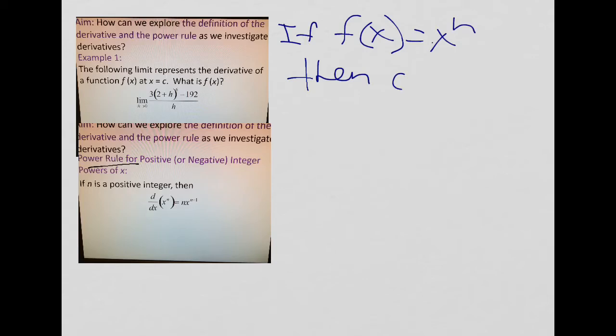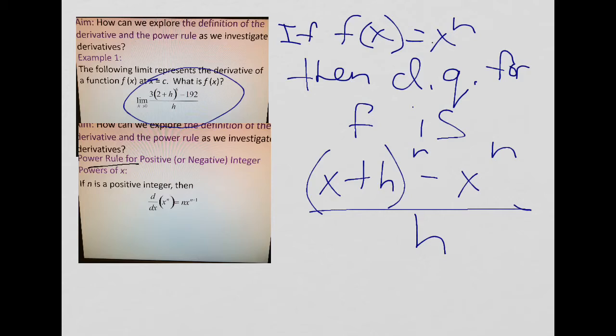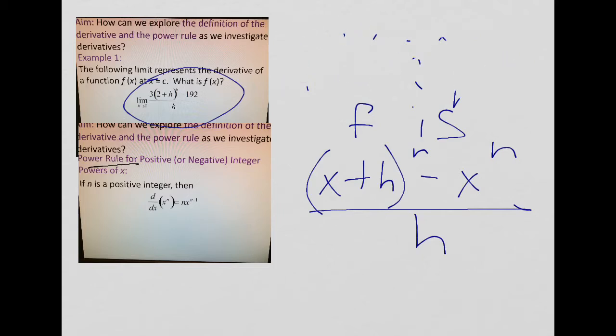Okay, so I want to get rid of those examples. So we're going to assume that if f of x is x to the nth power, then we would know its difference quotient, I'm going to abbreviate, for f would be x plus h to the nth power minus x to the nth power. Okay, very similar to what we were discussing in example 1, except we're not writing limit. I'm just looking at the difference quotient and dividing by h. This would be our difference quotient. So I'm kind of developing our rule here.